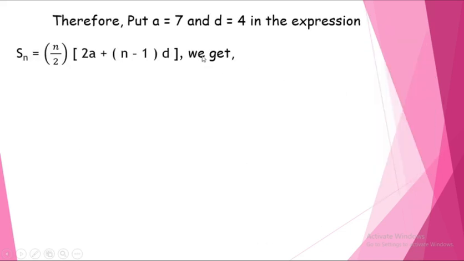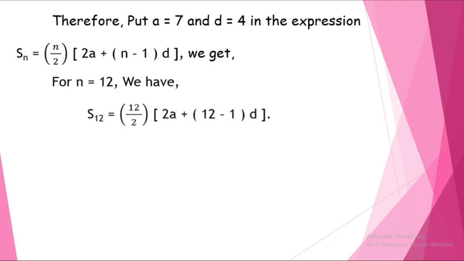Therefore, put A is equal to 7 and D is equal to 4 in the expression Sn is equal to n by 2 into bracket twice A plus n minus 1 into D. Here we have to find the sum of the first 12 terms, that is, we take n is equal to 12. We have S12 is equal to 12 divided by 2 into bracket twice A plus 12 minus 1 into D.